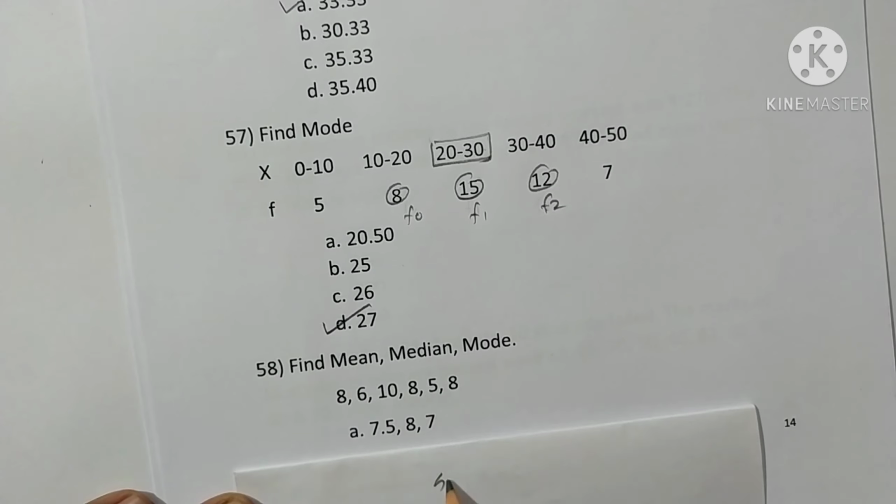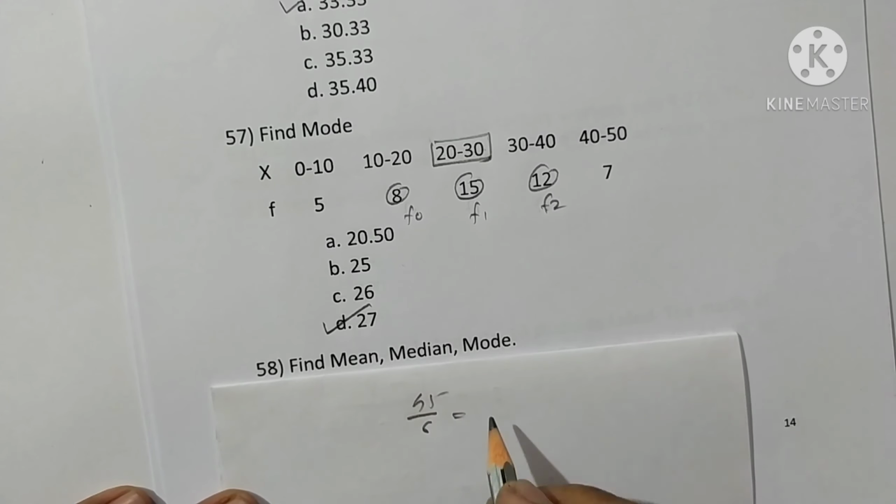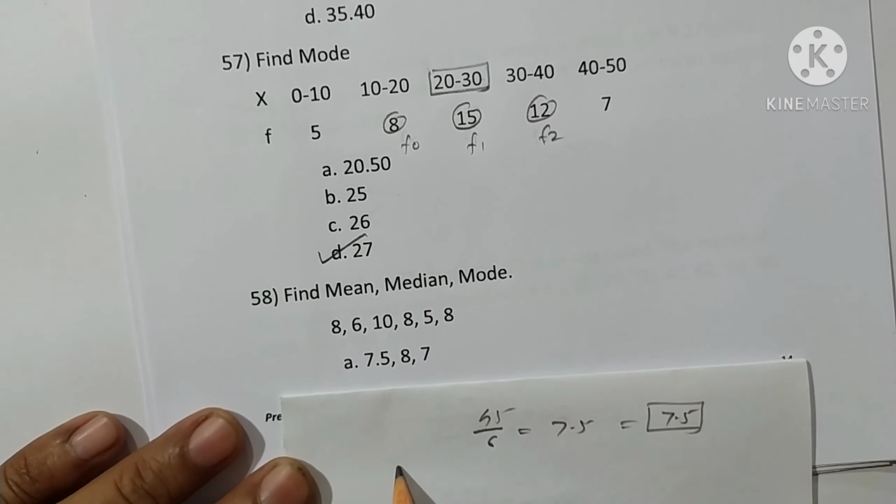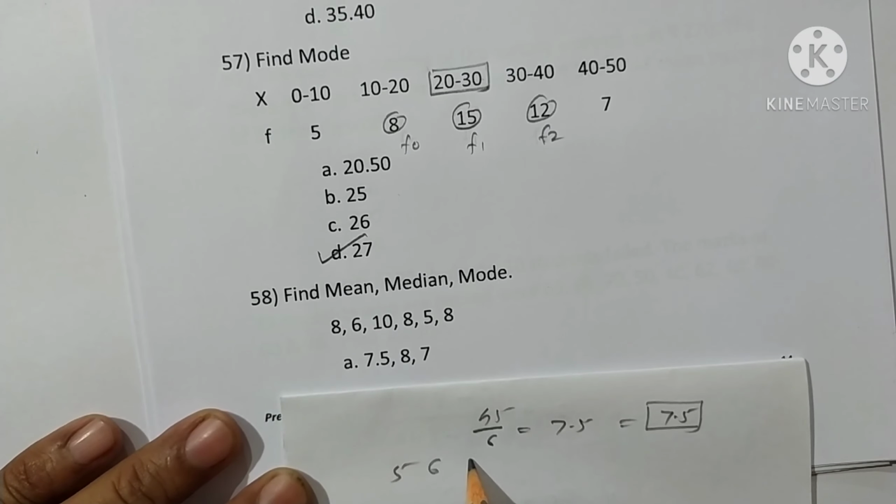Just we make the totals, which is 45, divided by the number of items, 6, and the answer comes 7.5, which is the mean. Now for the median we arrange the data in ascending order: 5, 6, 8, 8, 8 and 10. The middle value is 8 also. Now the mode is 8. This is the answer: mean, median, mode. See in answers. Option D is the correct one.